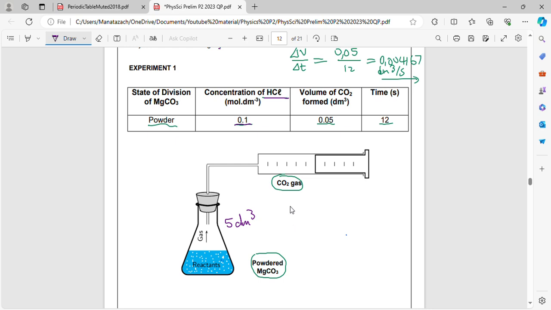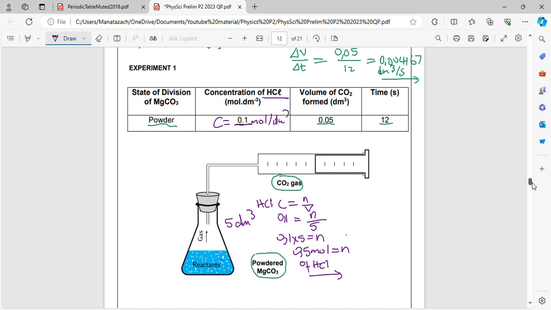So let's calculate the number of moles. We have the concentration, which is 0.1 mole per dm cube for hydrochloric acid, and then you've got the volume. We'll use this formula: C is equal to n over V. Remember, this is for hydrochloric acid. The concentration is 0.1, the number of moles is what you need to calculate, and the volume is 5. So the number of moles is 0.1 times 5, which is 0.5 mole. This is 0.5 mole of hydrochloric acid.